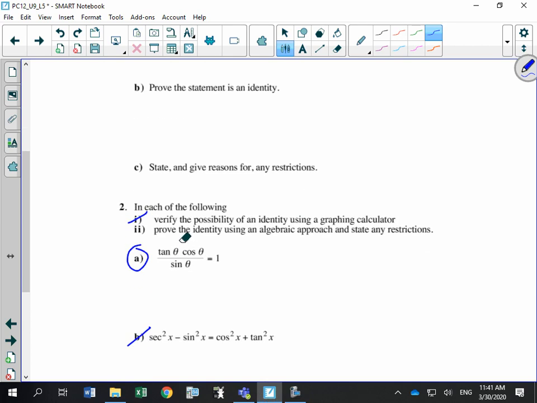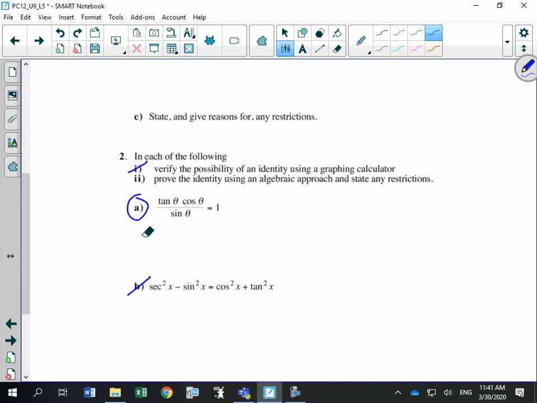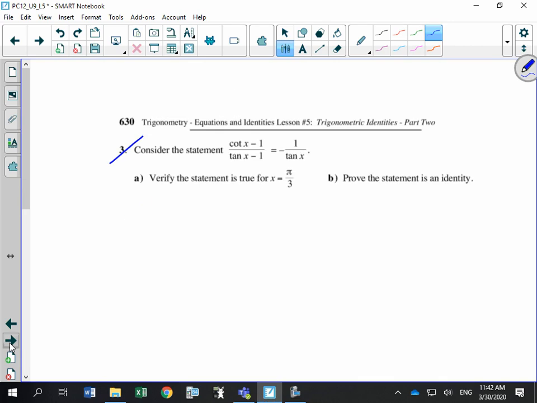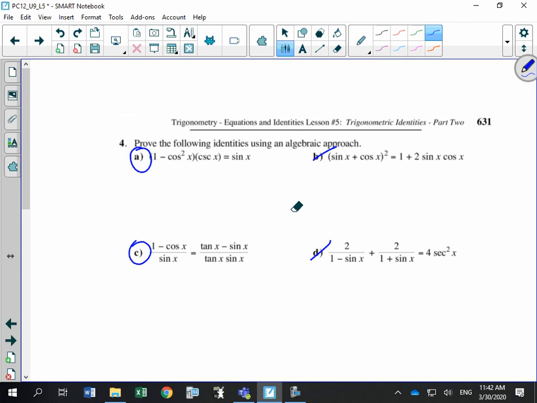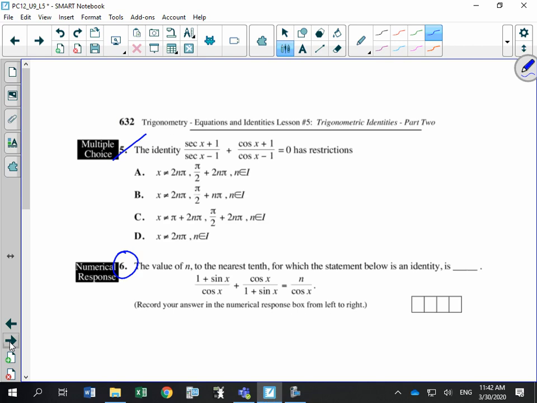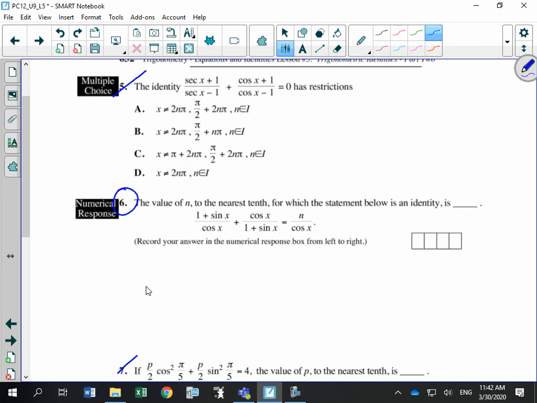But what I want you to do for the given questions is prove the identity using an algebraic approach and state any restrictions. I want you to do A for number 2. Number 3, cross out. Number 4, cross out B and D. I want you to do A, C, E, and F. Number 5, don't worry about that. We've done enough restrictions.